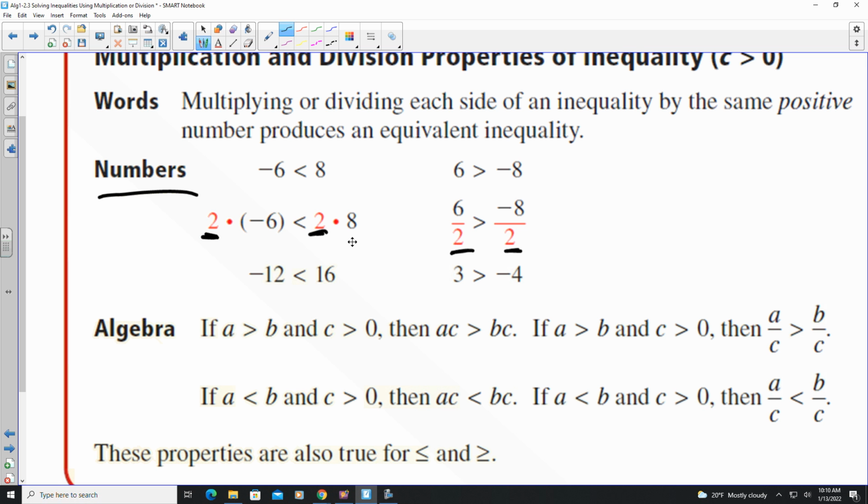If you notice, the original inequality is true. -6 is less than 8. I agree that is a true statement. When I multiply both sides by a positive number, it remains a true statement. Same thing goes for the division. 6 is greater than -8. That is true. Dividing both sides by 2, 3 is greater than -4. Also true. So dividing by a positive number, keeping the inequality the same way is in fact true.